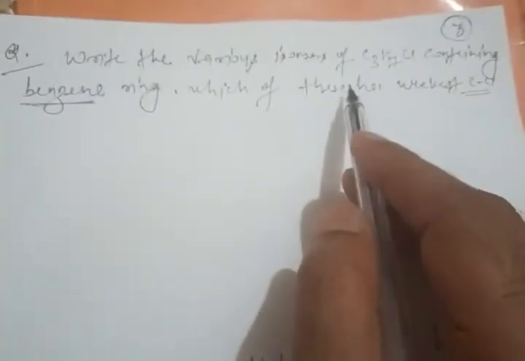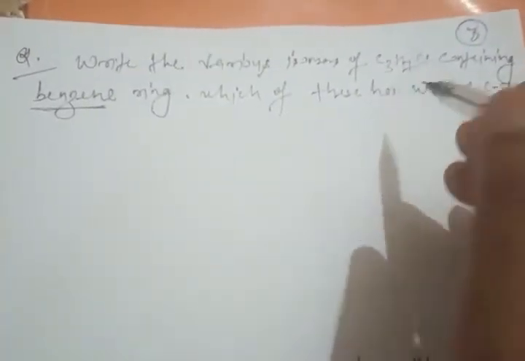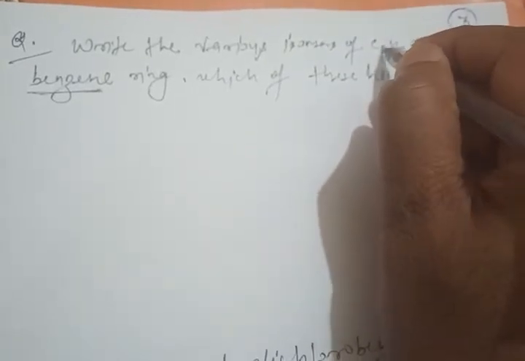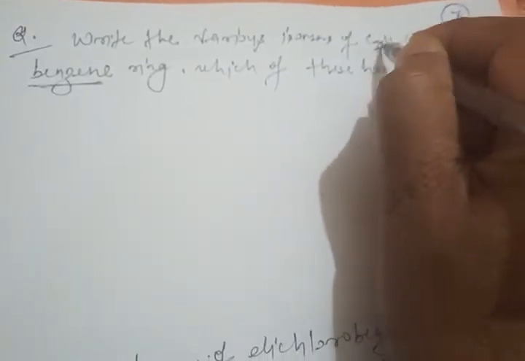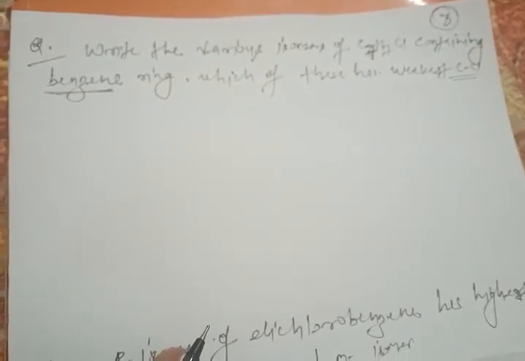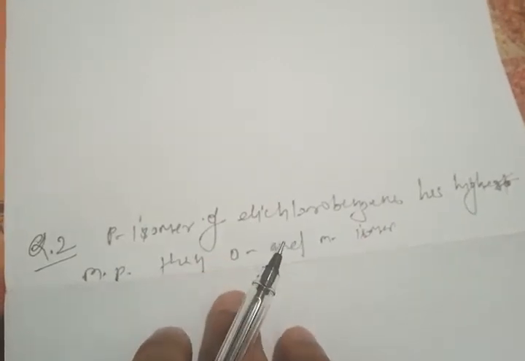Well, let me correct this question. Write the various isomers of C7H7Cl. Okay, this is the correct C7H7Cl, containing a benzene ring, and which of these has the weakest C-Cl bond? So this is the correction, and this is the correct one.